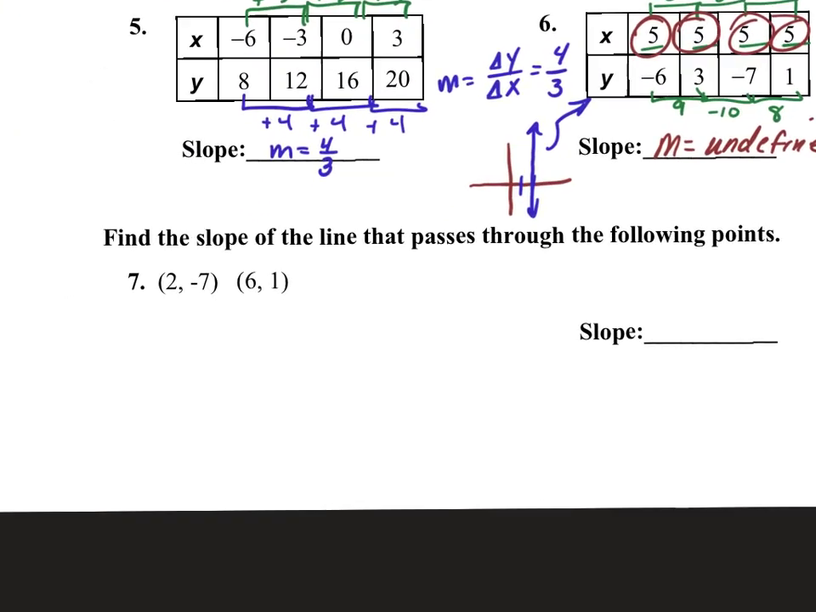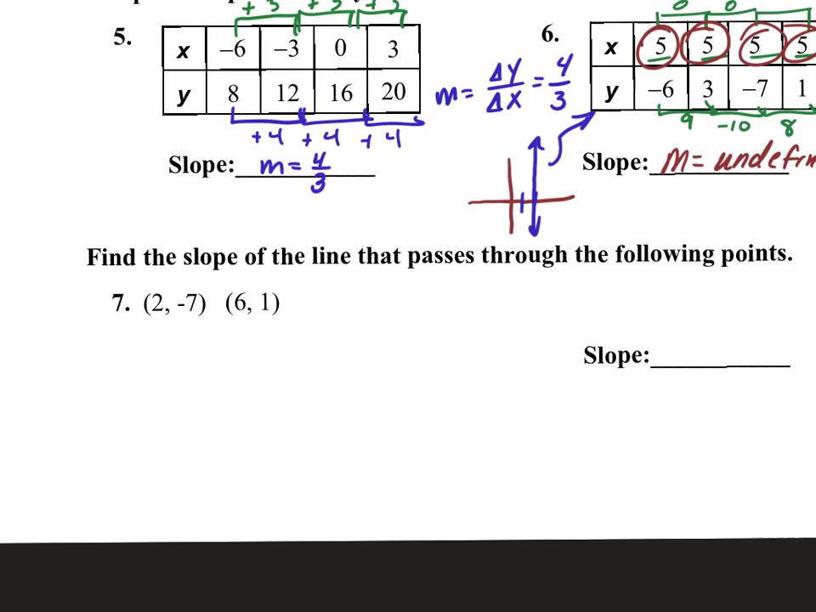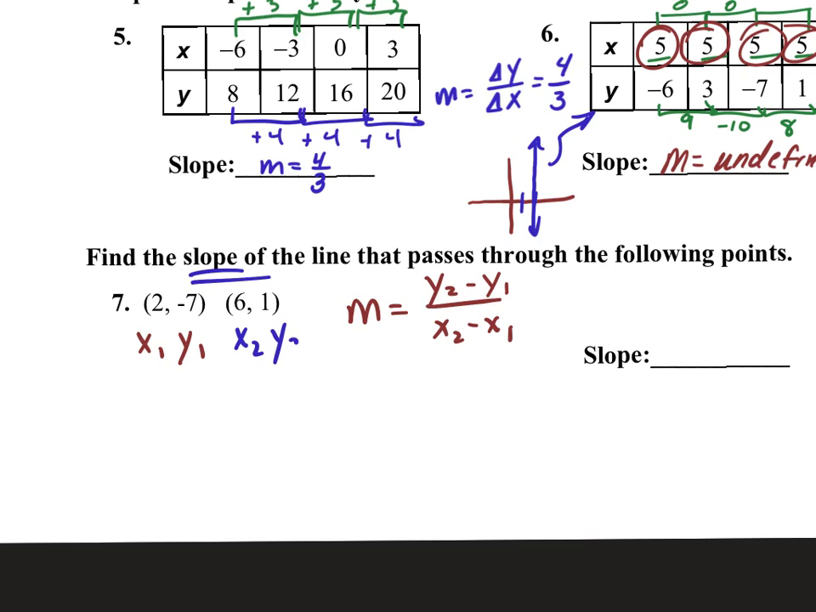And finally on this page, the first page, number 7, find the slope. If they give you 2 points, and they say find slope, we better right away run to this equation. Okay, our slope equation. Remember I said for consistency, just always name the first point x1, y1, and then x2, y2. And then the process becomes easy.